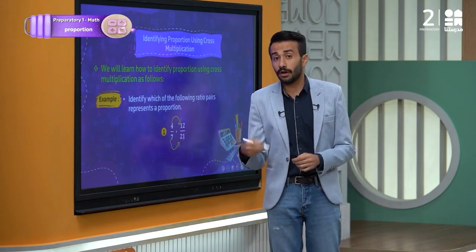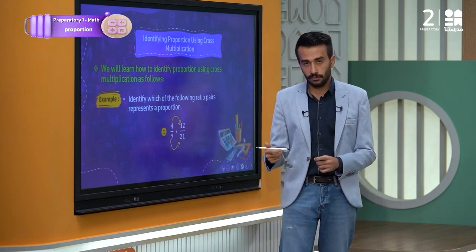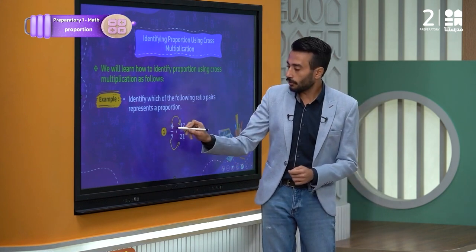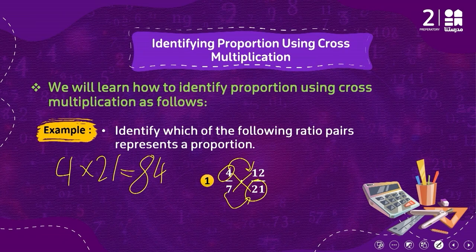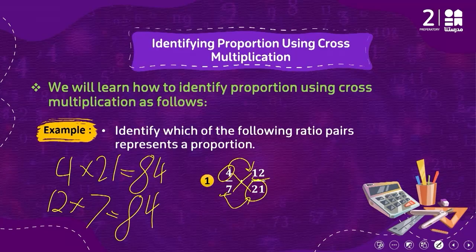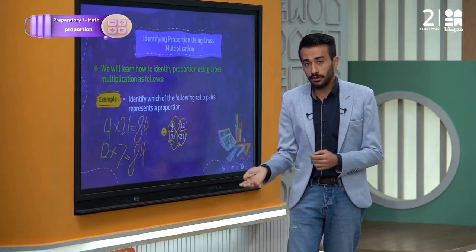And now we have another way, much better. We will use the cross multiplication property in this question. Can you remember it? We cross and multiply these two numbers together. When you multiply 4 by 21, for sure it's 84. Let's now multiply these two numbers together, 12 by 7. When you multiply them, it's also 84. So, by using the cross multiplication way, these two ratios are equal.